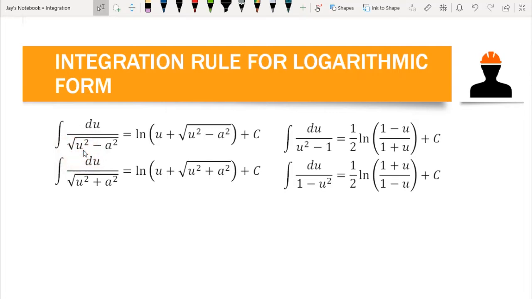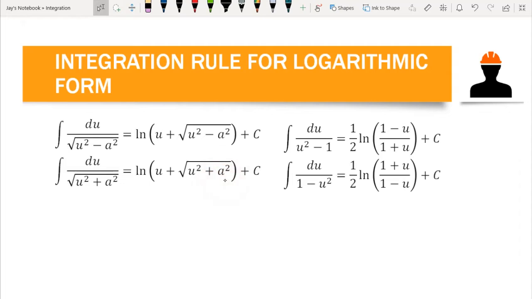If you remember the last video that I introduced to you, the trigonometric function. And then we have the integration of du over u squared minus 1 is equal to 1/2 natural logarithm of 1 minus u over 1 plus u plus c. And then if you have the integration of du over 1 minus u squared is equal to 1/2 the natural logarithm of 1 plus u over 1 minus u plus c. Again, our u here is any function of x, okay? And our a here is the constant, okay?